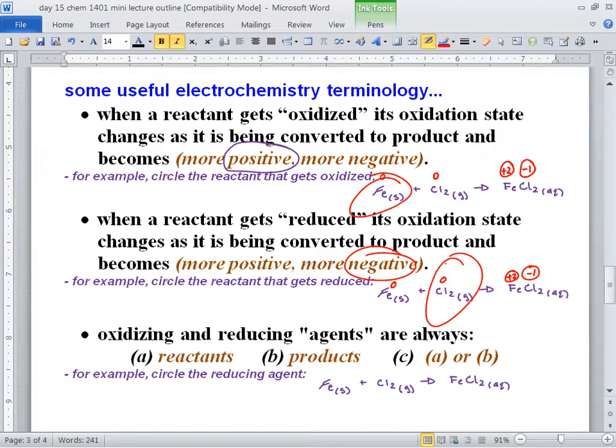So oxidized means the oxidation state got more positive. Reduced means the oxidation state got more negative. You just have to remember that, I guess. Oxidizing and reducing agents are always, Bowdy, how would you fill in that blank? Yeah, they're always reactants. Exactly.